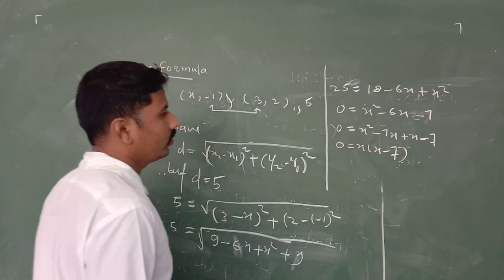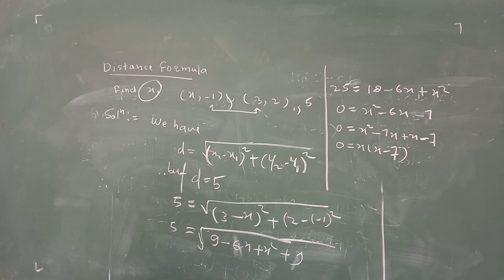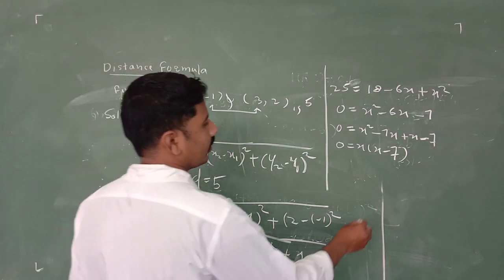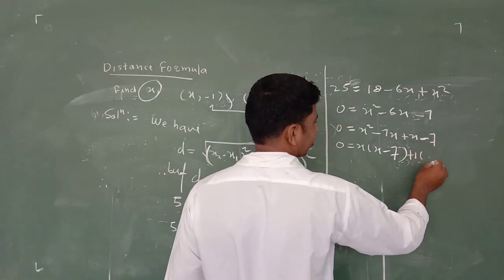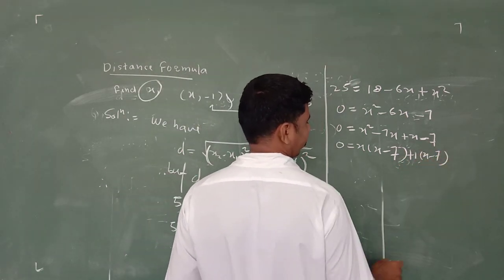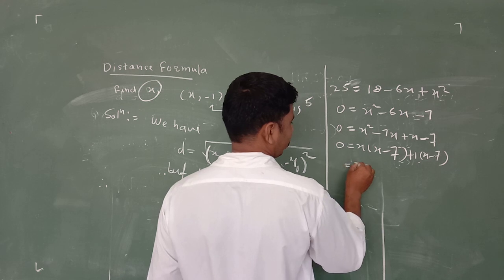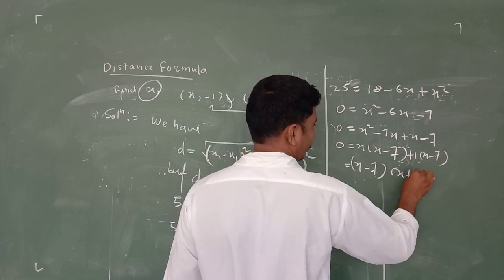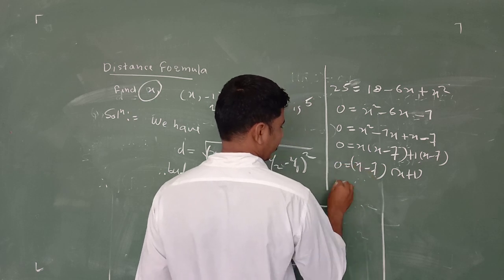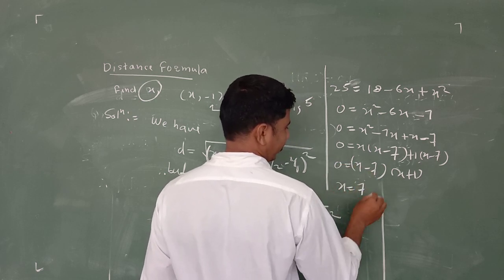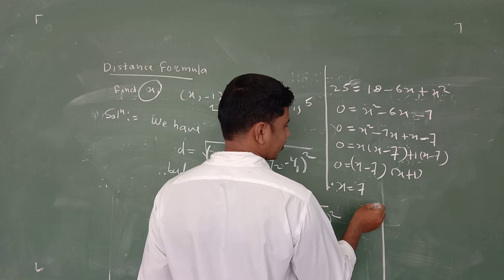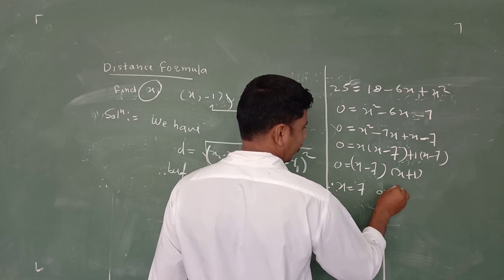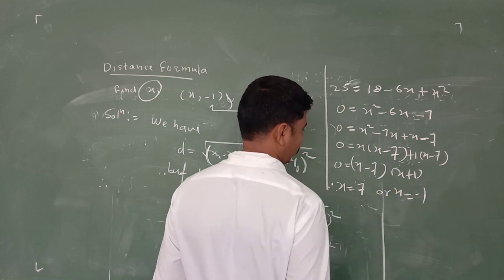I hope you are able to see. x into x minus 7 plus 1 we will take here. Nothing is there, so we will take 1 common outside. So it is equal to x minus 7 and x plus 1. Therefore x will be plus 7 or x will be minus 1.